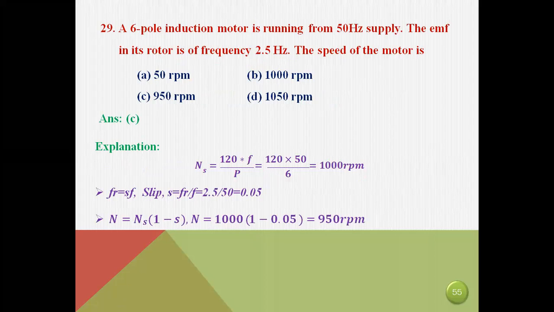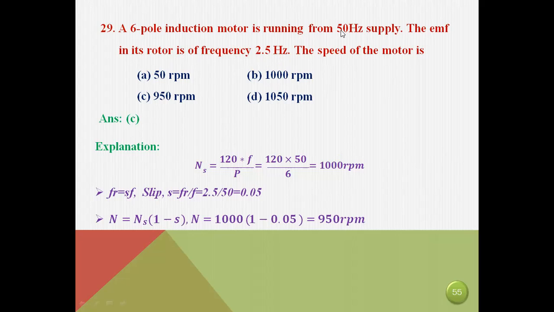Now you are supposed to solve one numerical. A 6-pole induction motor is running from 50 Hertz frequency. So Ns is 120 into 50 upon 6. If you solve, you will get 1000 RPM. The EMF in its rotor is of frequency 2.5 Hz; they have not given anything about the EMF voltage here. So that frequency will be the rotor frequency.